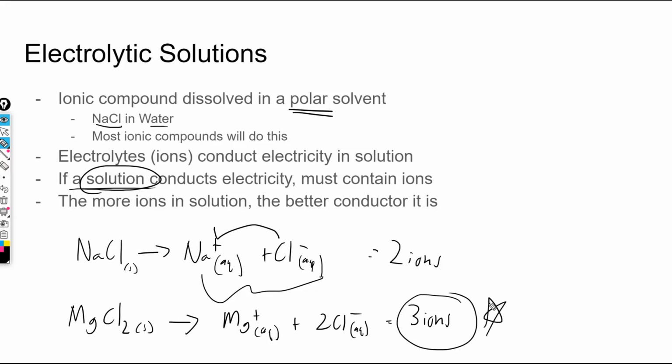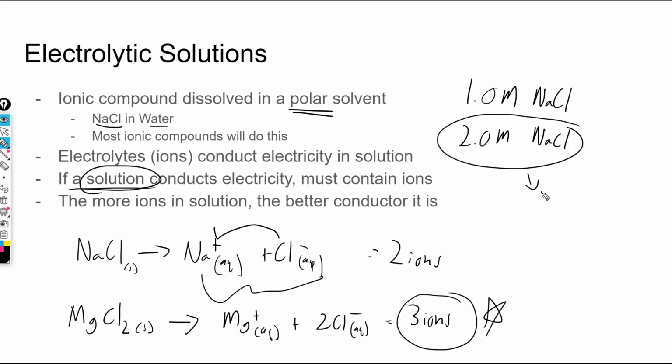The same goes for concentration, like we talked about in the last lesson. Concentration is the amount of solute per solution, basically. What I mean by that is if I have, let's say, a 1 molar solution of NaCl and a 2 molar solution of NaCl, the one that has a higher molarity will better conduct electricity. Better conductor, because it has more NaCl particles in the solution compared to a 1 molar sodium chloride solution.